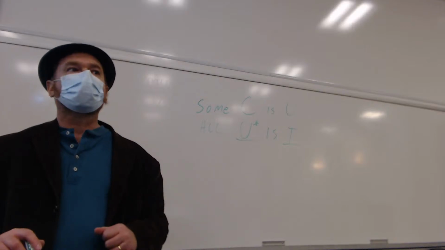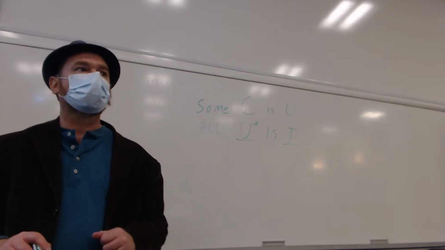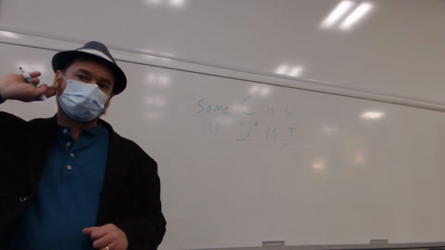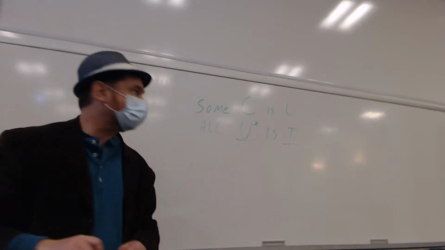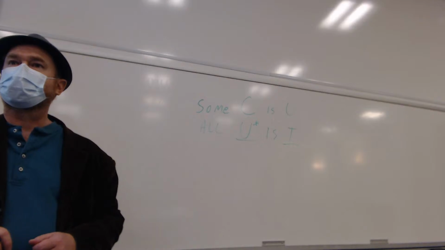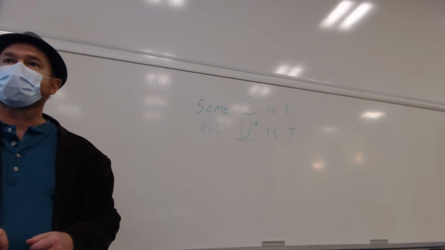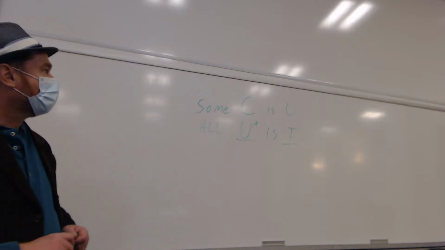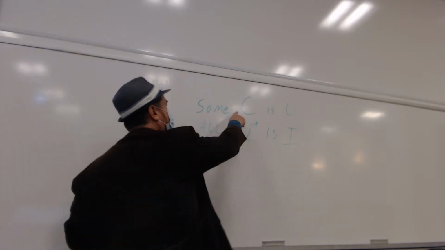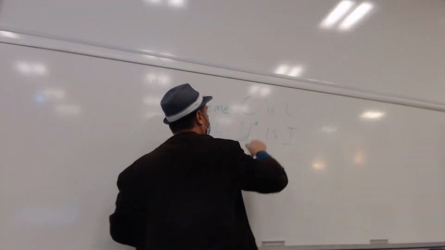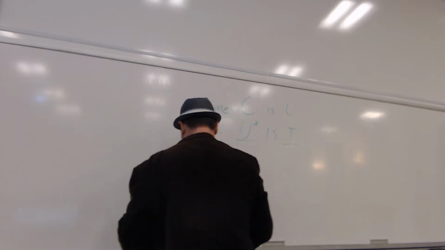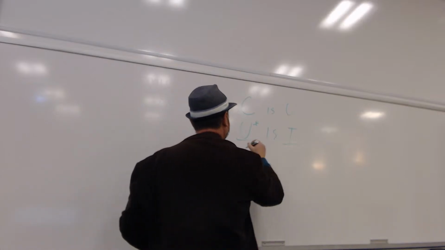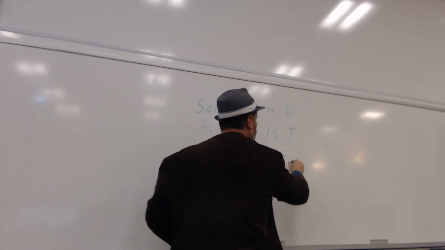Step two, what's step two? Figure out the terms in the conclusion. What are the terms in the conclusion going to be? The terms in the conclusion are actually going to be C and I. U already appears twice. I just said U, so I drew U. But yes, the terms in the conclusion have to be C and I.